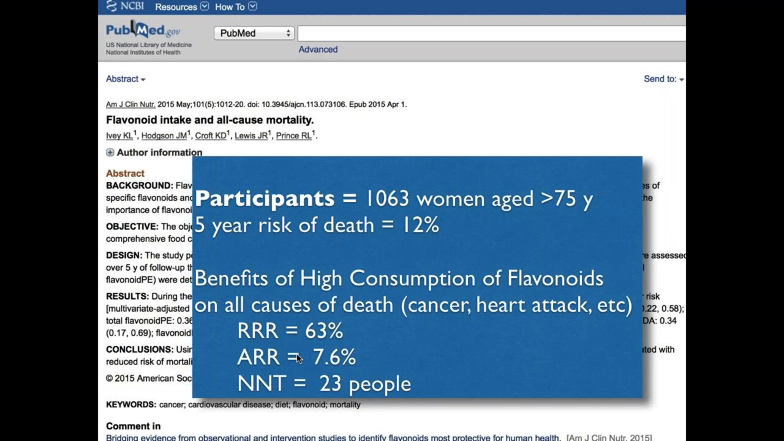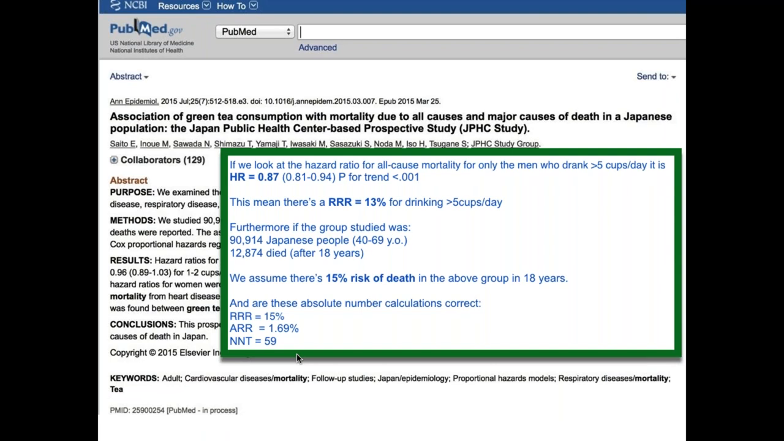That's really significant. A statin drug might do that, but there are also going to be side effects. So a 63% risk reduction is huge. A lot of the time you hear 5% or 10% risk reduction. 63 is big. So there's an example of how significant eating flavonoids is.